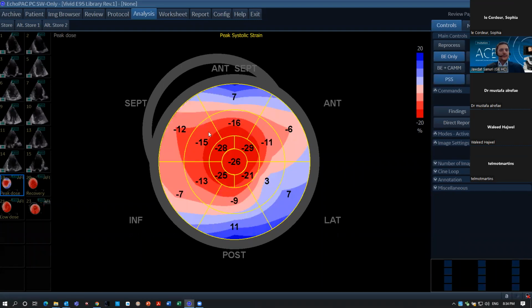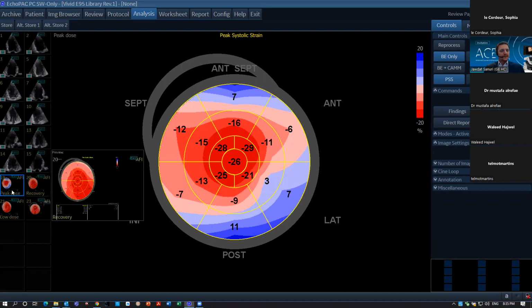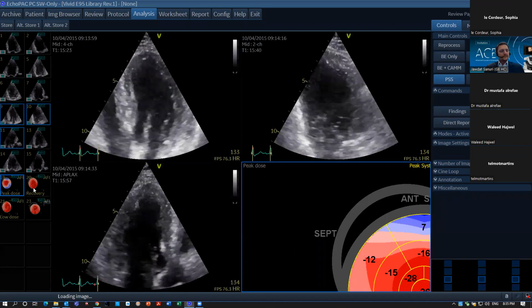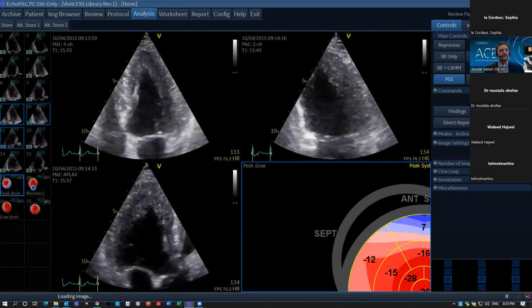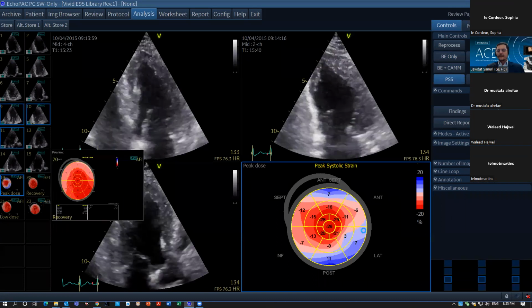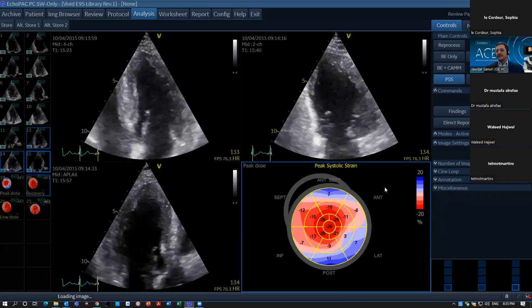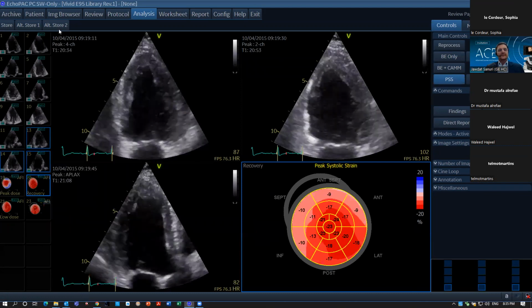Still, it is not showing the actual value. I don't know why it's not showing the average, because in the other stages it was showing the global value. Here it is not showing the global value. But again, you can see the different bullseye from different stages, and you can even display them side by side.